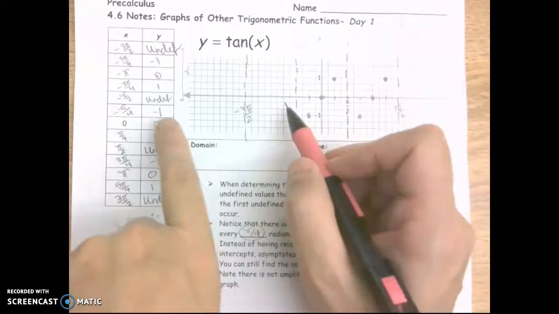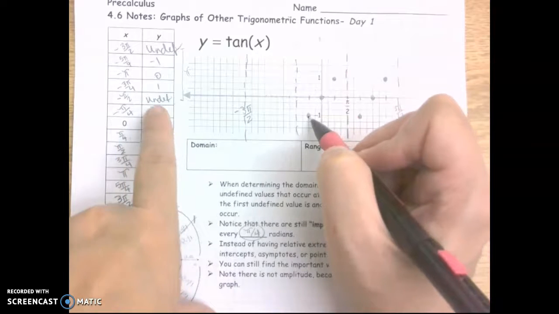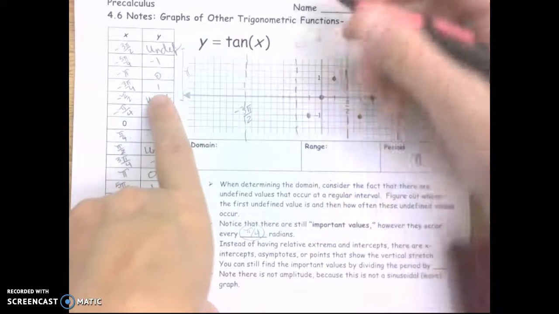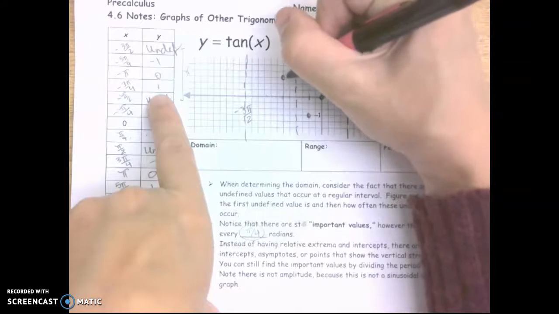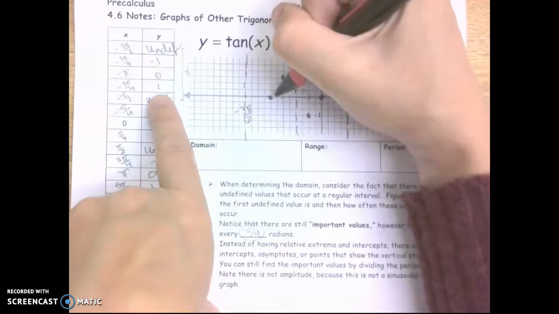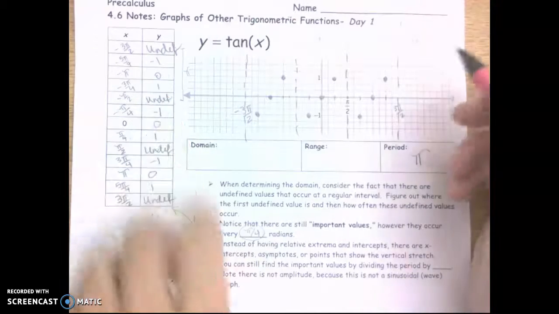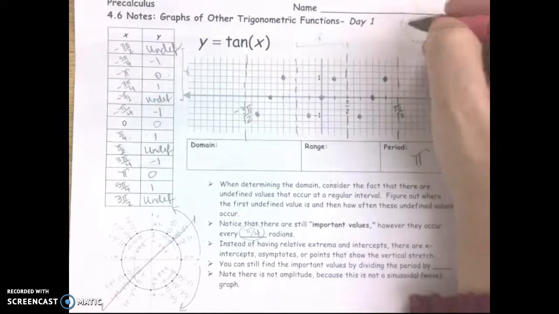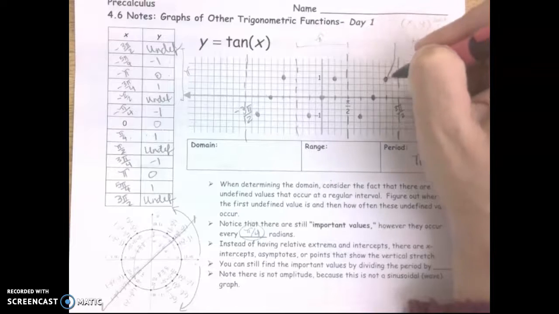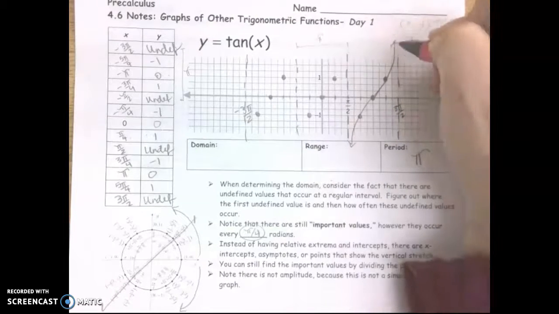If I go in the reverse, then I get to negative pi over 4, which we have. Negative pi over 2 is undefined. Negative 3 pi over 4 is going to be a positive 1. And then go another pi over 4, be at 0, another pi over 4, I'll be at negative 1. And you see these 3 dots. Well, a tangent function is kind of like a cubic function in that it kind of swerves down like such.